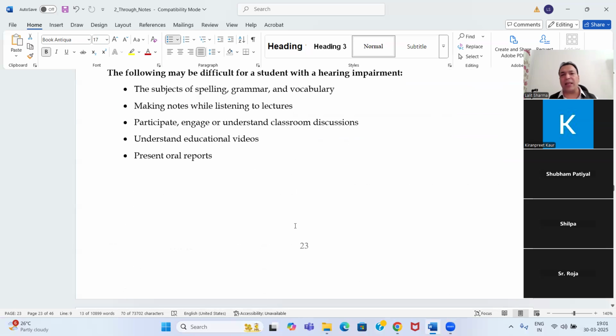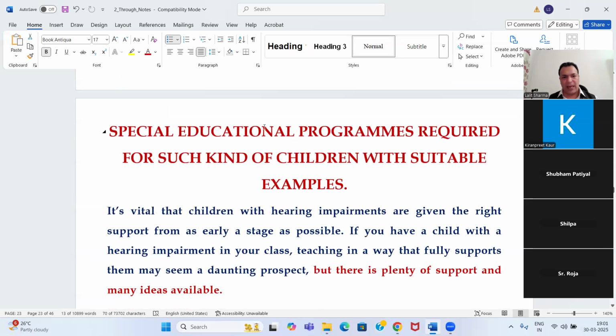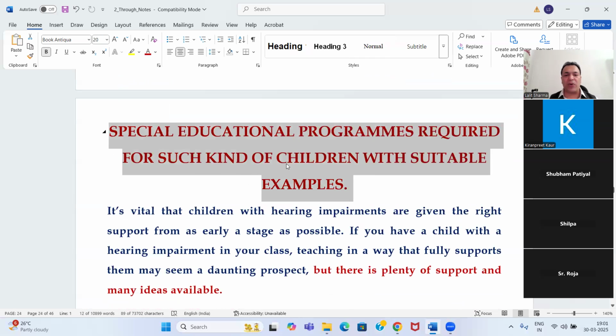तो ये सारी चीजें आपको डिफाइन करनी है. उसके बाद in detail you have to talk about suggestions, educational programs required in an inclusive setting, right? Required for the disabled or required in an inclusive setting. यही था ना हमारा क्वेश्चन, right? ये देखो. Now, special education programs required for such kind of children with suitable example. यही था ना हमारा question. What do you understand by hearing impairment? And define the educational programs required for such kind of children with suitable example.